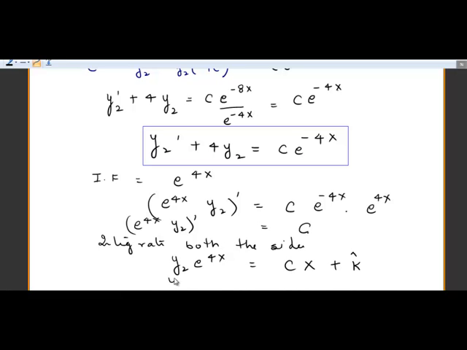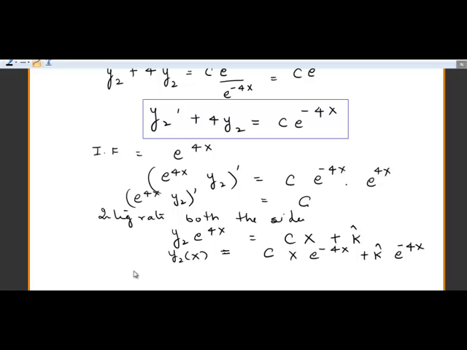So y2 turns out to be what? C x e to the power negative 4x plus k hat e to the power negative 4x. Now I am saying that let c be 1 and ignore k hat. Why? Why am I saying that, take c to be 1 and ignore k hat?